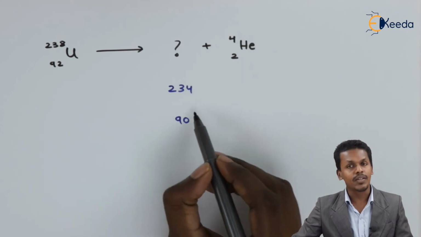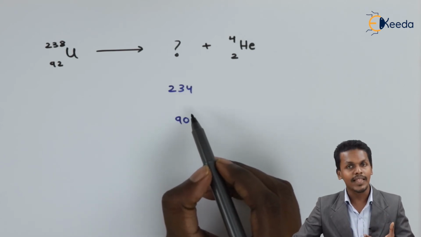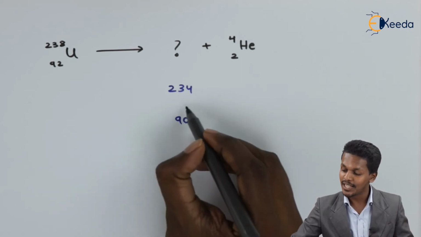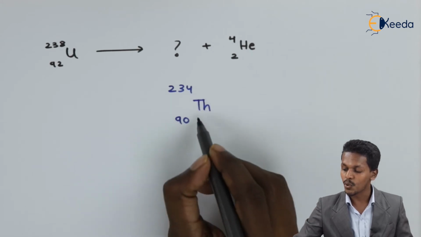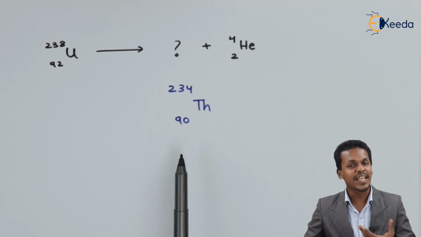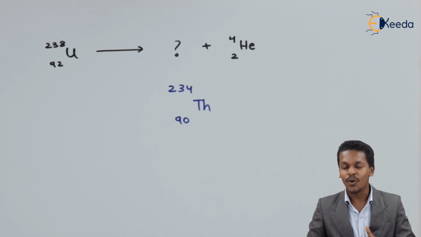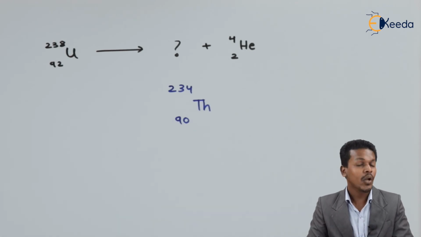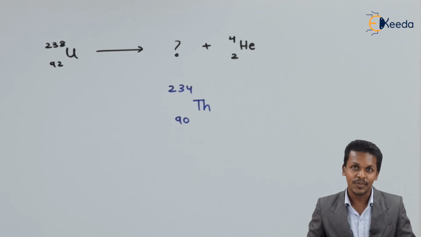So what is the element which has been formed? The element formed here is thorium, because thorium has an atomic number of 90. So this is one example of how the change occurs. Now let me talk about another example.